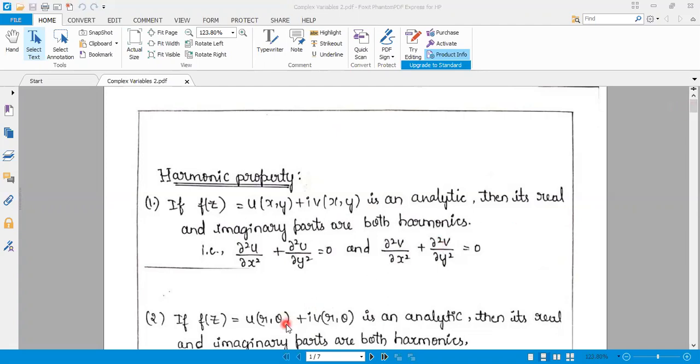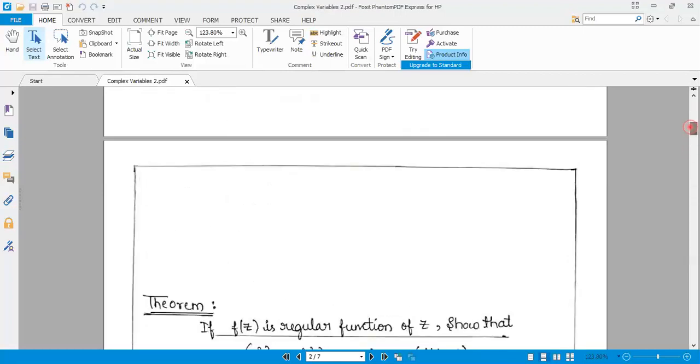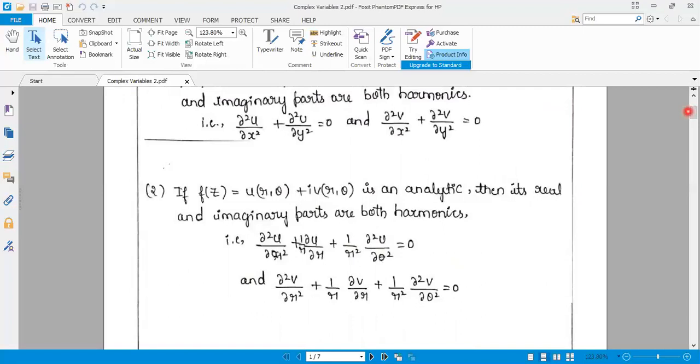Similarly, if you want to see the same condition in the polar form, it is ∂²u/∂r² plus 1/r ∂u/∂r plus 1/r² ∂²u/∂θ² equals 0. So this is the condition for u harmonic. Similarly, you can say v is harmonic whenever ∂²v/∂r² plus 1/r ∂v/∂r plus 1/r² ∂²v/∂θ² equals 0.